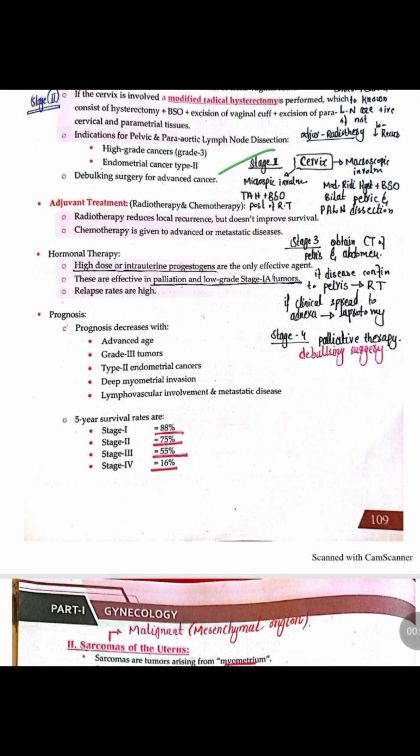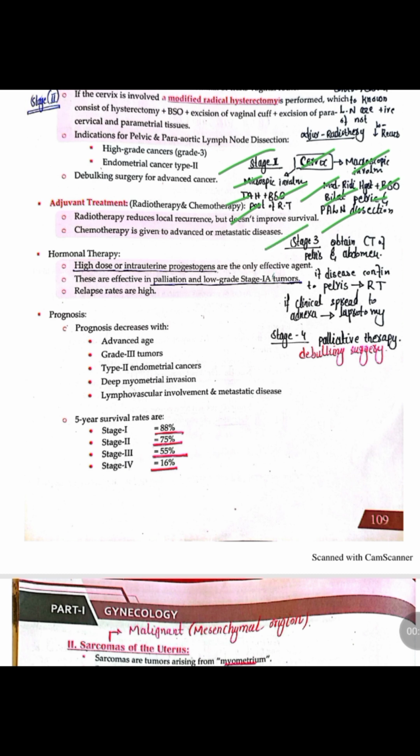Stage 2, where there is involvement of the cervix. If there is microscopic involvement of the cervix, we do total abdominal hysterectomy along with bilateral salpingo-oophorectomy and post-op radiotherapy, or adjuvant radiotherapy. If there is macroscopic involvement of the cervix, then we do modified radical hysterectomy along with bilateral salpingo-oophorectomy. Similarly, we also do bilateral pelvic and para-aortic lymph node dissection.